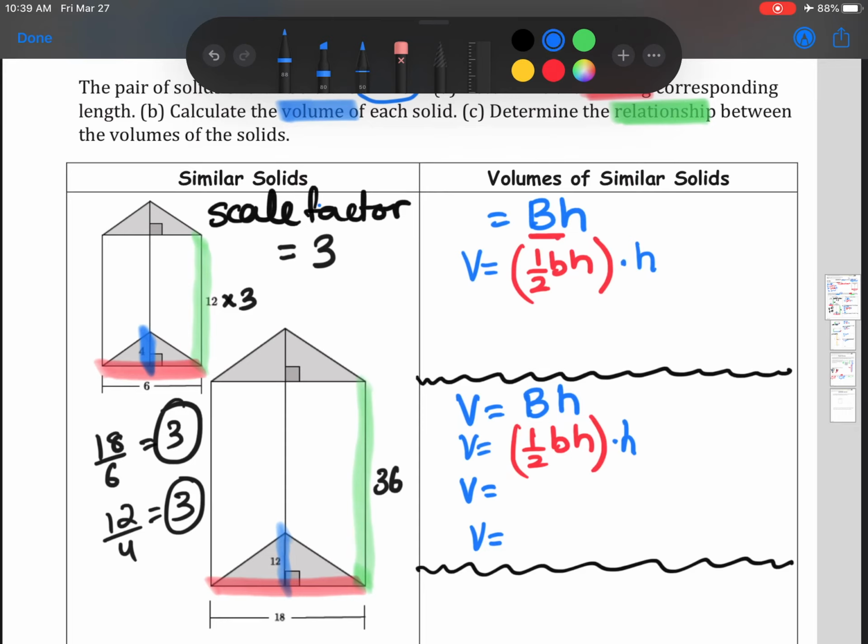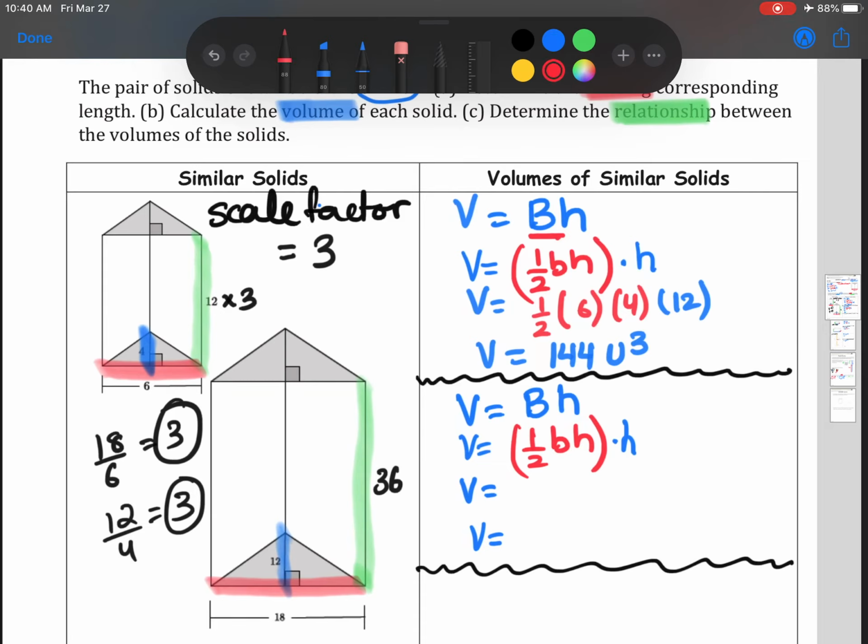Use your volume formula. Oh, my volume got erased. Use your volume formula, and all you need to do is substitute in the dimensions. Your base of the small triangle was 6, the height is 4, and 12. I want to keep the same colors so that it's easier for you to understand if anyone is getting confused. And the volume is what? Put that in the calculator, 144 units cubed, right?